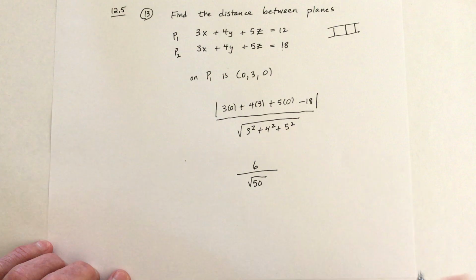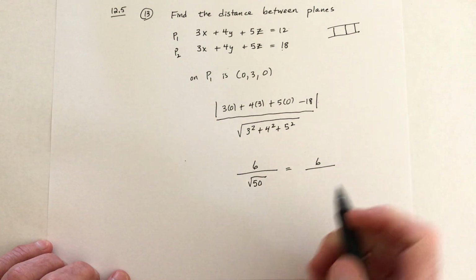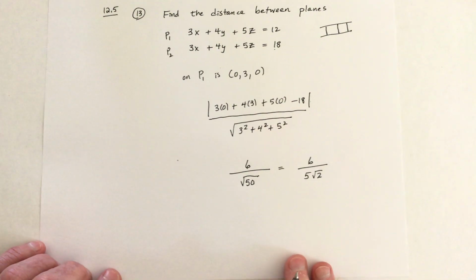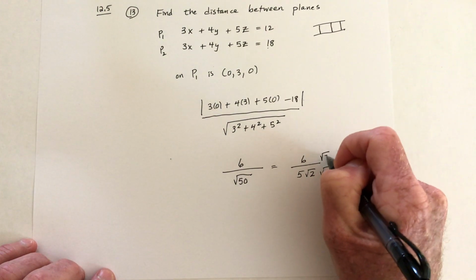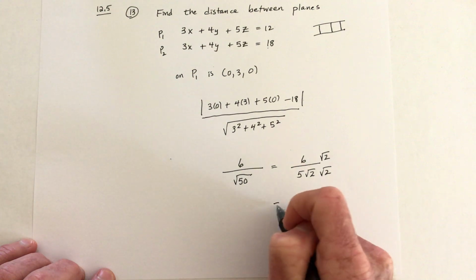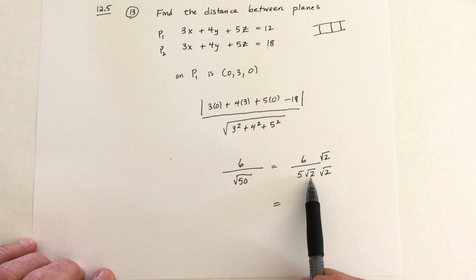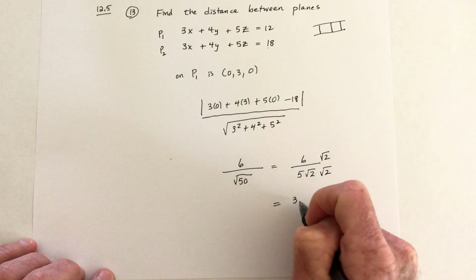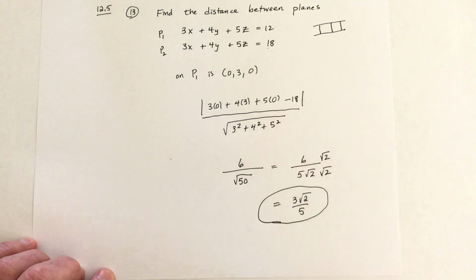All right, almost done. Then I need to simplify this. So this would be 25 times 2, so that's 5 radical 2. And then if they ask you to rationalize, multiply top and bottom by square root of 2, and what's the final answer? So this radical 2 is going to stay there. This is going to be a 2, which could then reduce that to make it a 3 radical 2 over 5. All right, so that is the answer.